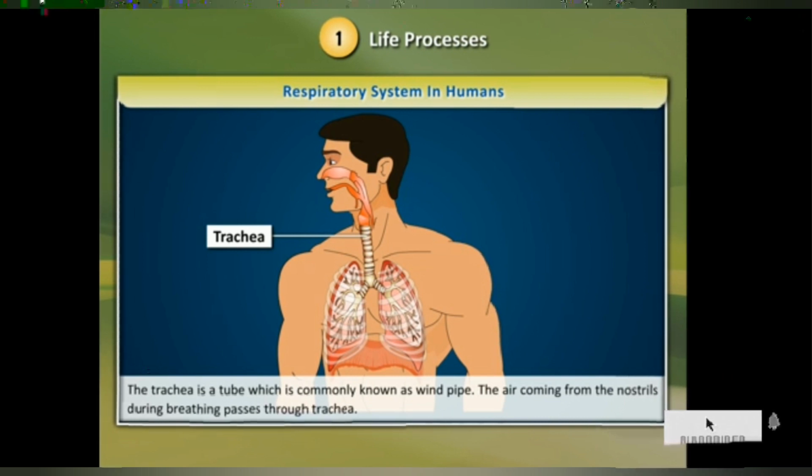Carbon dioxide gas is produced as a waste product during respiration in the cells of the body tissues. This carbon dioxide diffuses into the blood due to its higher concentration in body tissues. Blood carries the carbon dioxide back to the lungs, where it diffuses into the alveoli.